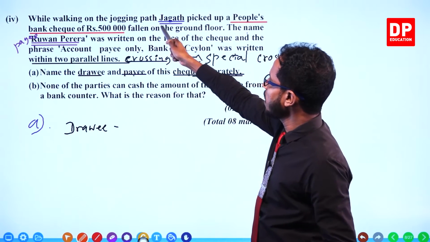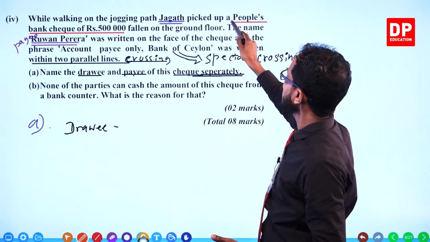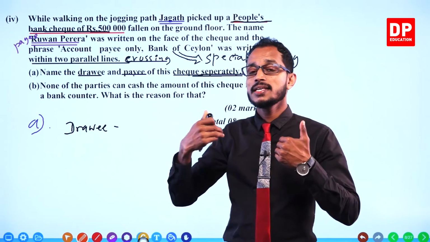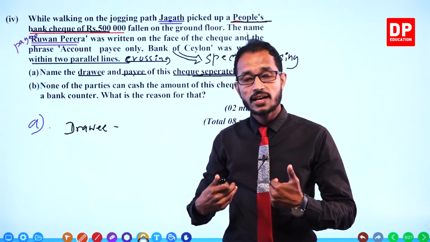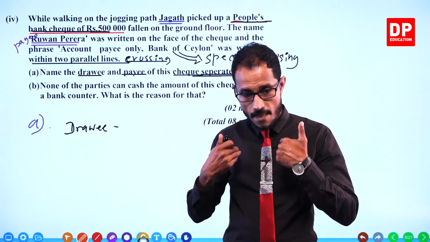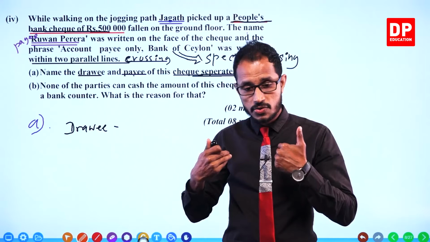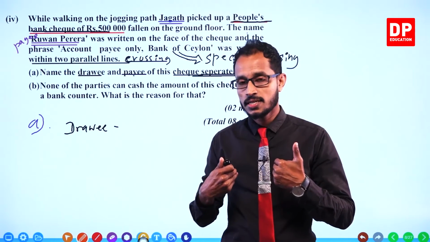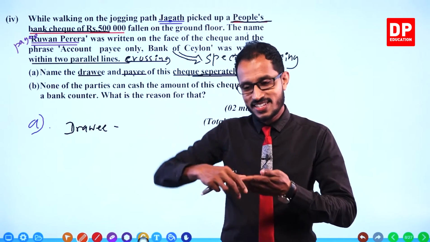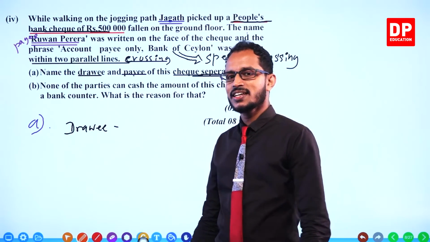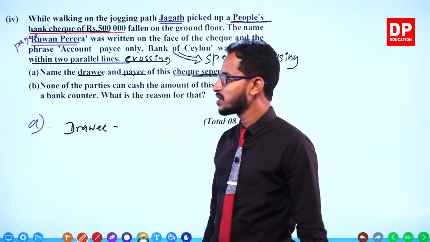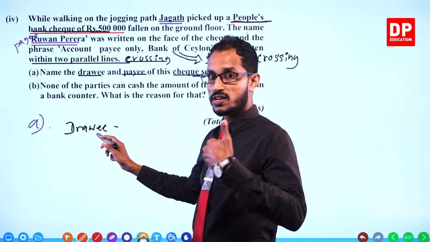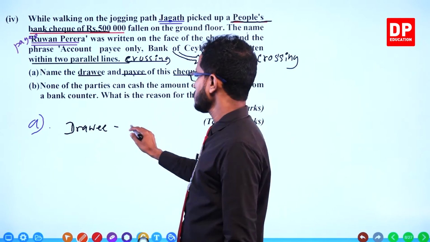Walking on the jogging path, Jagat picked up a People's Bank check. So the People's Bank is the check of the drawer, let's say mine, which I wrote and gave to Ruan. So the drawee is always a bank, and whose bank? The drawer's bank, my bank, that is People's Bank.